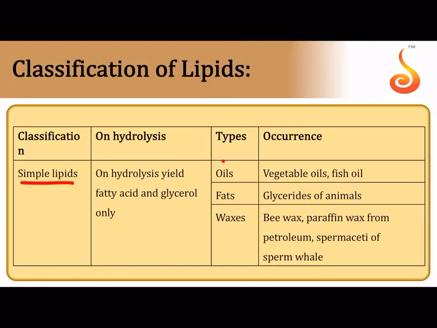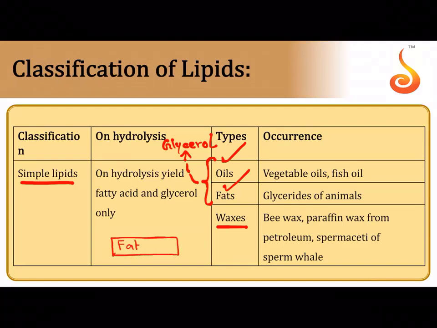Simple lipids, what we kept talking about now, oils and fats, and there is another type of lipid called waxes. See, in oils and fats, which was the alcohol that combined with fatty acid? It was glycerol. But in waxes, what happens? There is a different alcohol. Just like in the case of oils and fats, there is a fatty acid, but it is combined with a different alcohol, not a glycerol. We call it a long chain alcohol. So this is how a wax is different from a triglyceride.